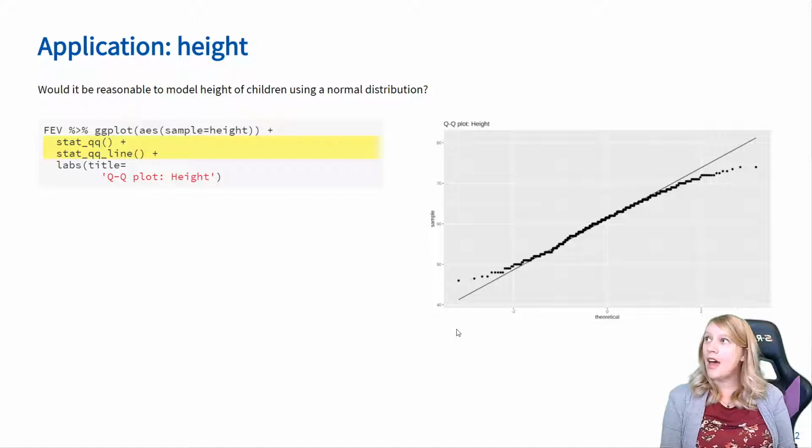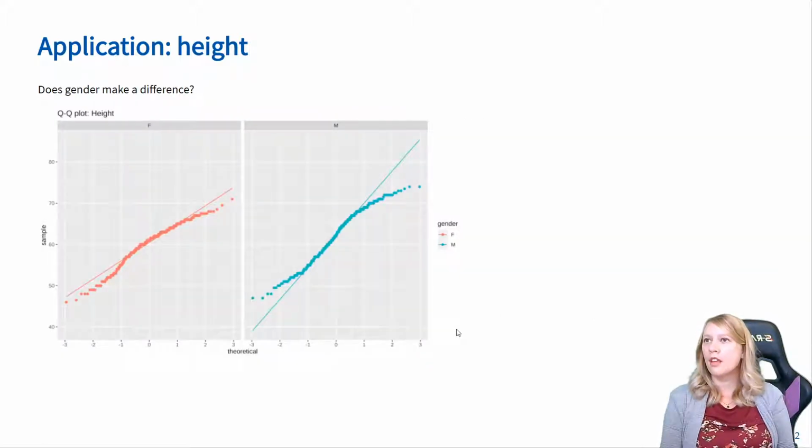We can see that most of the heights do fall along that line. There may be some slight curvature in this QQ plot. So height could be modeled using a normal distribution, but there might be some hesitations here. Looking at gender, does gender make a difference in height? Absolutely. The curve becomes more pronounced. So maybe once we have accounted for gender, height isn't that normally distributed after all.